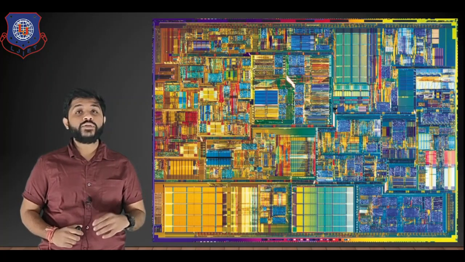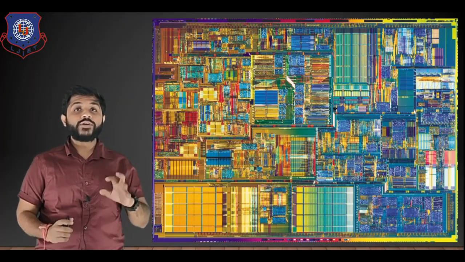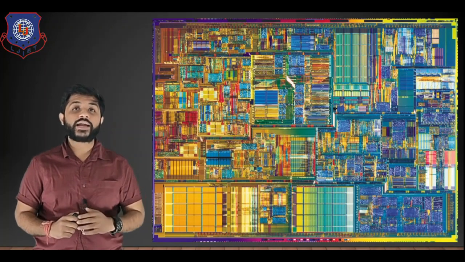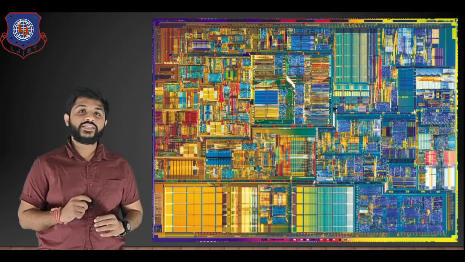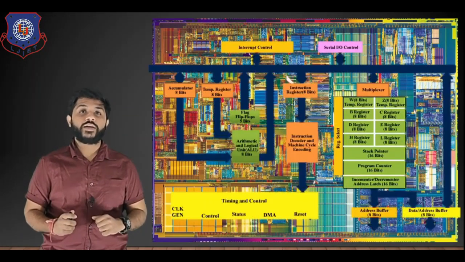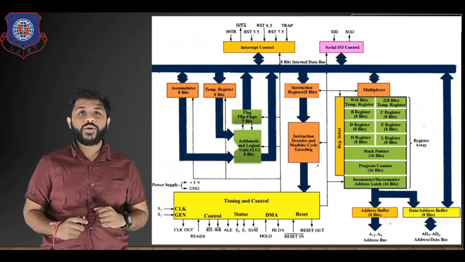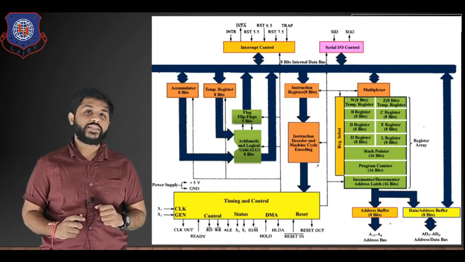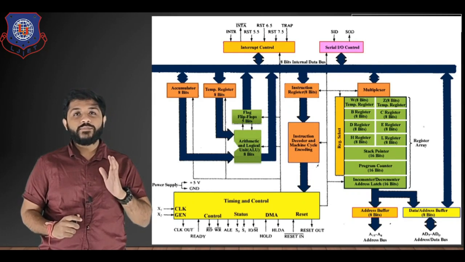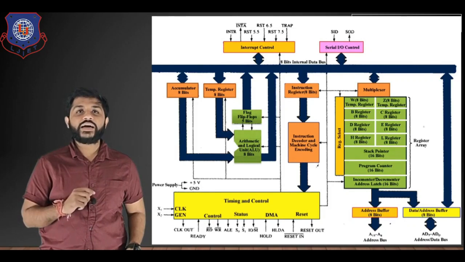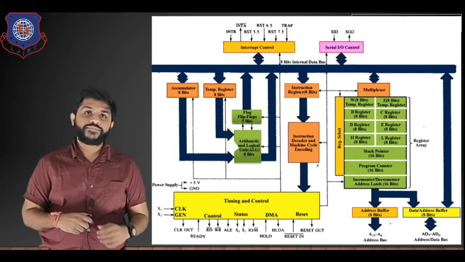In that reference manual, you will find how many blocks are there in the microprocessor, and you are also going to see a proper block diagram of the microprocessor. Let's see how the block diagram of the microprocessor 8085 looks like. So this is the block diagram of the microprocessor 8085. Now it seems very big and difficult, but trust me, it isn't that much. Let's divide this block diagram into different sections so that we can understand it clearly.